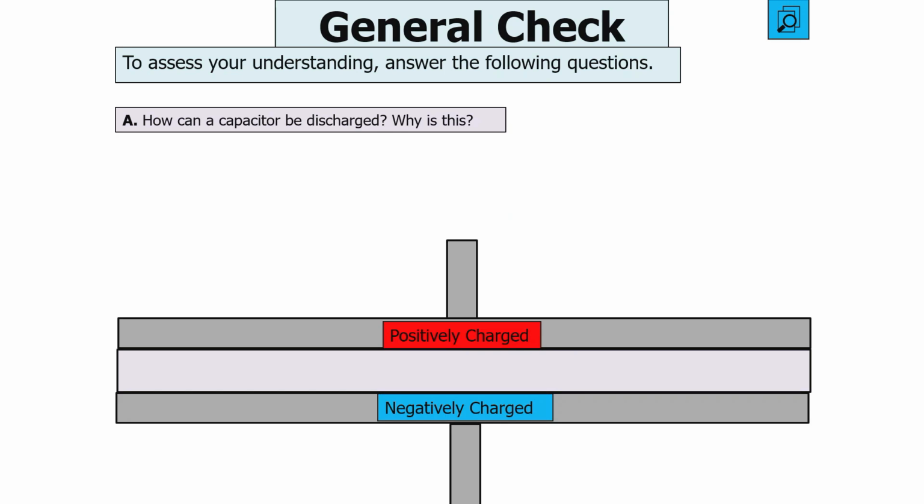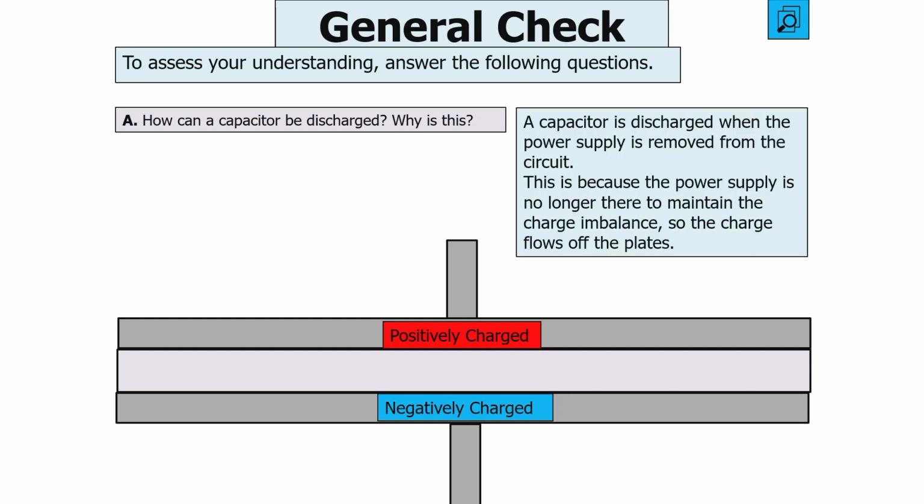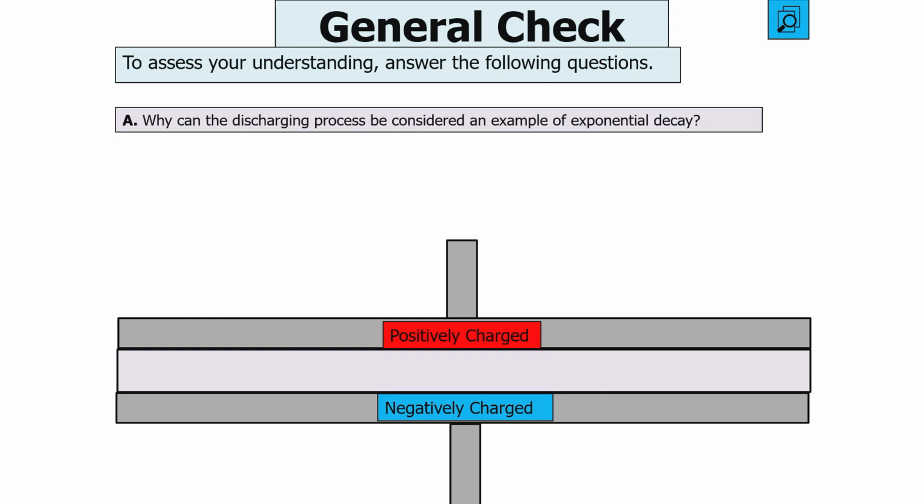How can a capacitor be discharged? Why is this? A capacitor is discharged when the power supply is removed from the circuit. This is because the power supply is no longer there to maintain the charge imbalance on the plates, so the charge will flow off the plates. Why can the discharging process be considered an example of exponential decay?